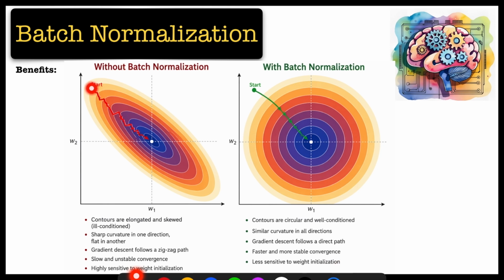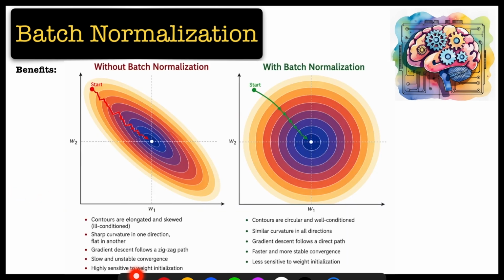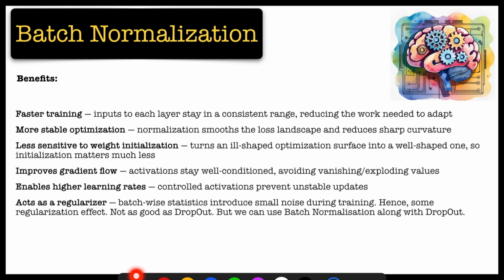So here you will see, if you start from here, it will take more time. From here, it will take less time. But with batch normalization, it doesn't matter where you start from, it will take almost the same time. So we saw these benefits: faster training, more stable optimization, less sensitivity to weight initialization, improved gradient flow, and enabling higher learning rates. In the zigzag case, if you take larger learning rates, of course there are chances of overshooting. But here we have a stable path, so we can use larger learning rates. So learning will be faster.